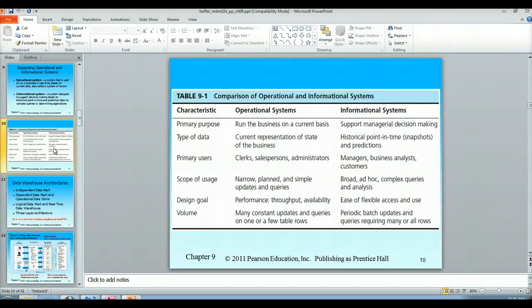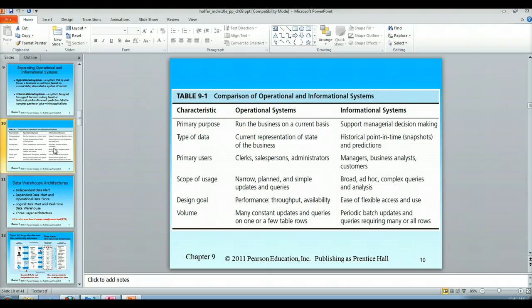Primary users, your operational system, are your clerks, your salespeople, your administrators. Your informational system is used by your managers, your business analysts, in some cases your customers, and in the list of managers we were talking about the board of your organization.